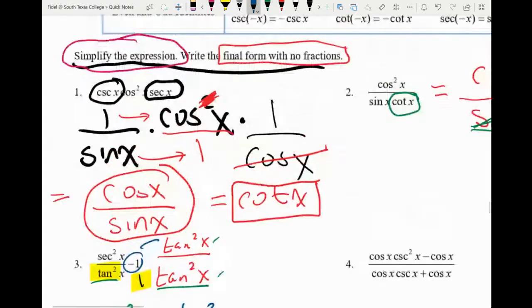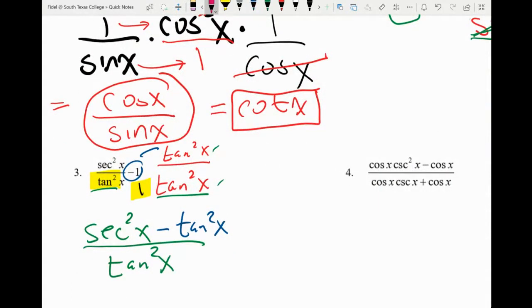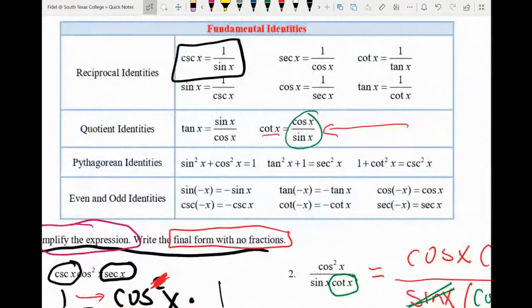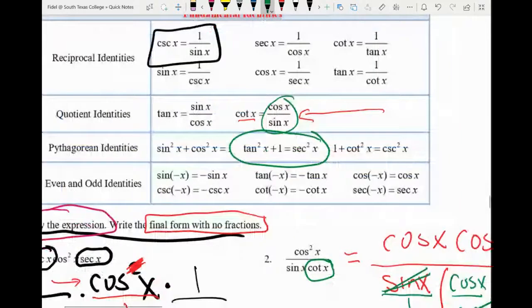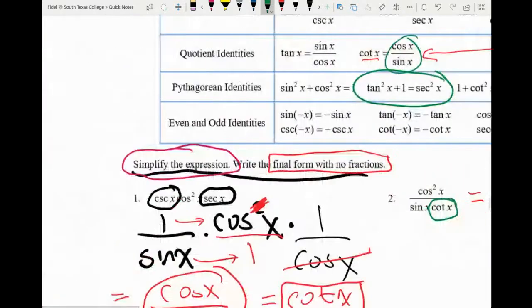So I want to scroll back because I want us to use some of these identities. And look what we have, guys. Look what we have on the top. We have secant squared x minus tangent squared x. And what I want us to do is look at our identities. Do any of these identities involve both a tangent squared x and a secant squared x? Do any of them up there have it? Yeah, the Pythagorean identity, this one right here, right? I'm going to rewrite that identity right over here, y'all. So tangent squared x plus 1 equals secant squared x.